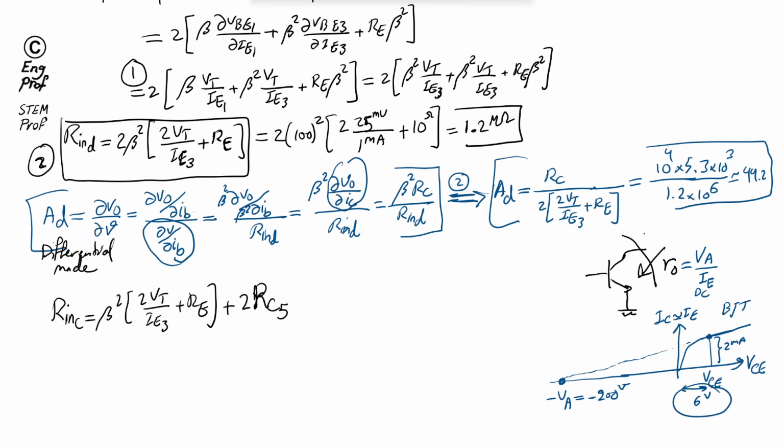That's why we just sum it up saying this tangent, which is RO, is simply the early voltage, which is completely sizable compared to 6 volts. We can neglect 6 volts. So VA divided by the 2 milliamp. That's basically computing this tangent, which is the RO. So, okay, that is the case.